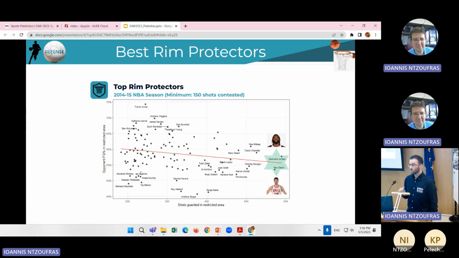Rim protection is considered the cornerstone of a team's defense. That's because when perimeter defense fails, the rim protector can be there to back it up. So by focusing on the players guarding shots in the restricted area, we observed that the best rim protectors in the league for that season were DeAndre Jordan and Pau Gasol. What's interesting is that in contrast with the rest of the players in this list, Pau Gasol was mostly known for his offensive ability and was not perceived as a good rim protector.